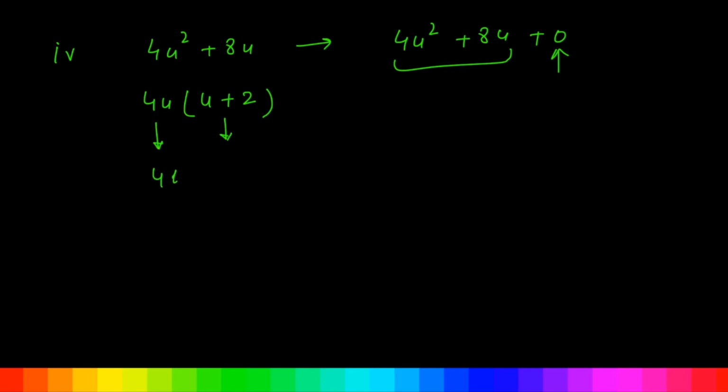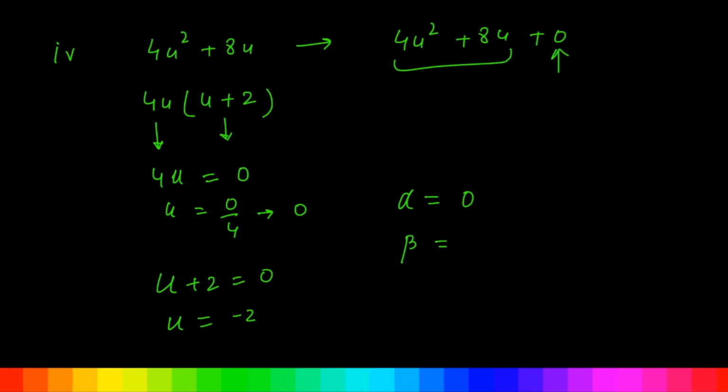If 4u is equal to 0, then u is equal to 0 by 4, which is equal to 0. So the first zero of the expression, alpha, is equal to 0. If u plus 2 is equal to 0, then u is equal to minus 2. The second zero of the expression is minus 2. Here a, being the coefficient of u square, is 4, b, the coefficient of u, is equal to 8, and the constant term c is equal to 0.